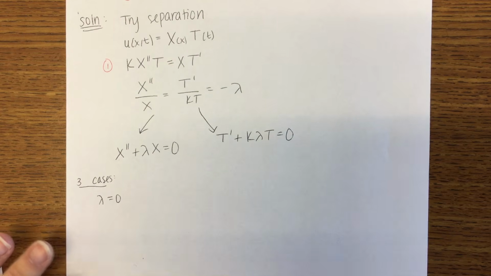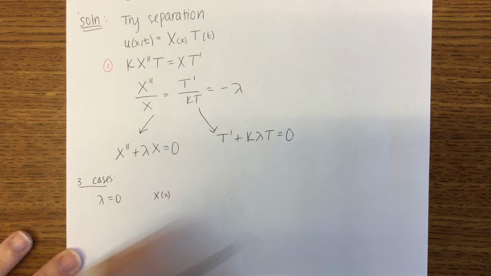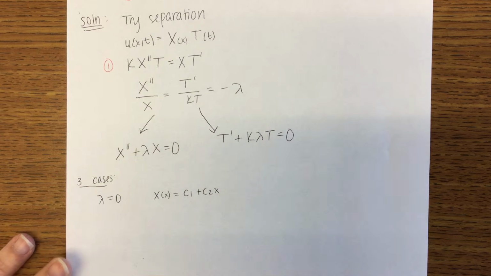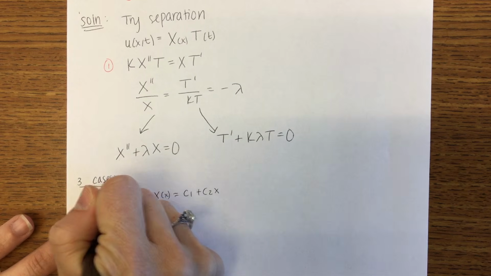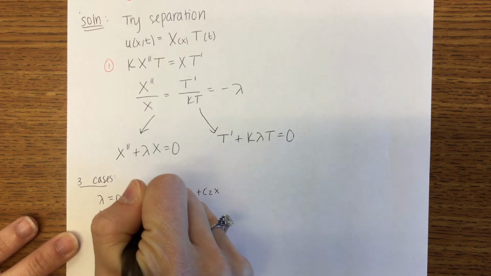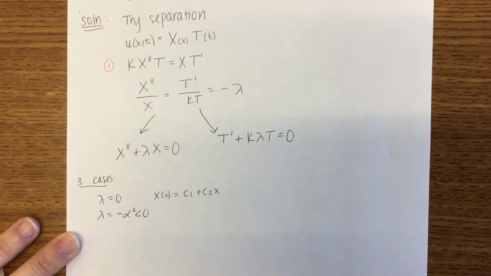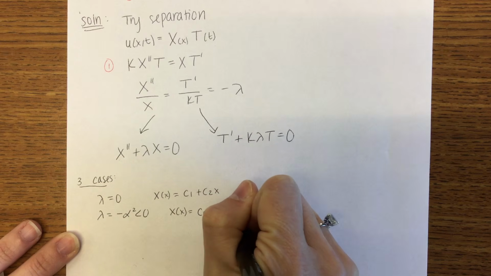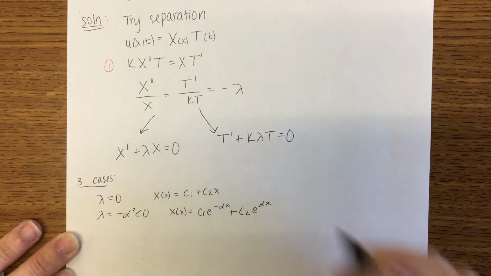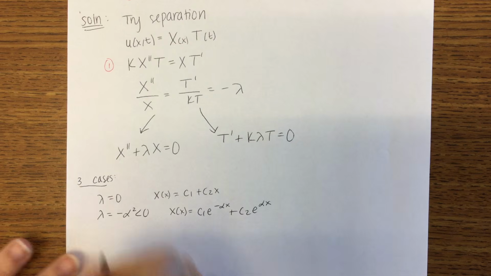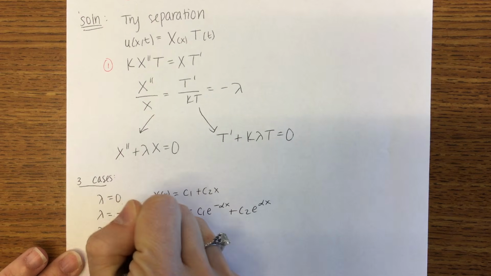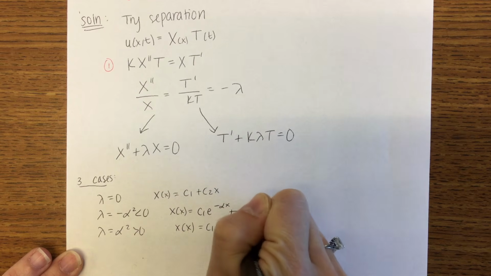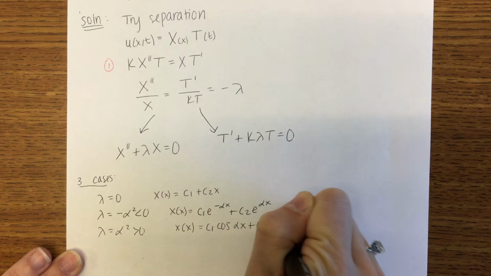Okay, so in the case where lambda equals 0, we get big X of little x equals C1 plus C2 little x. If lambda equals negative alpha squared, so if lambda is negative, the solution we get is C1 e to the negative alpha x plus C2 e to the alpha x. And then in our case where lambda is positive, we get C1 cosine alpha x plus C2 sine of alpha x.